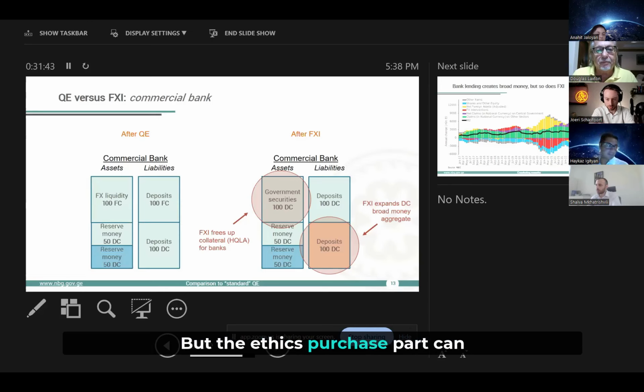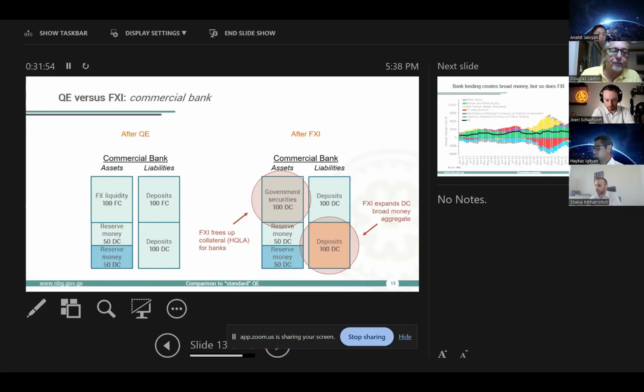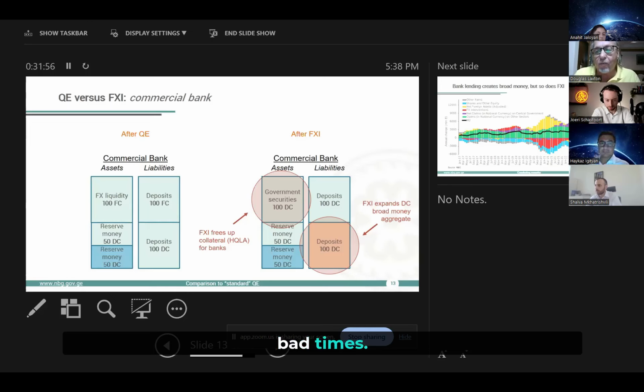But the FX purchase part can be for different reasons. In most cases, it's for the reasons of central banks accumulating FX reserves for bad times. Sometimes central banks buy FX just to slow down appreciation. But the sterilization leg itself is purely for monetary policy purposes, to make sure that monetary policy decisions are enforced in the same way as before FX intervention.